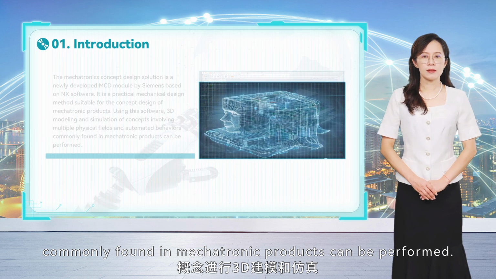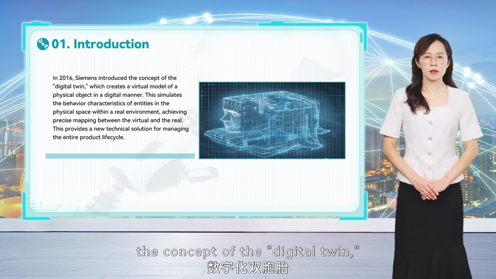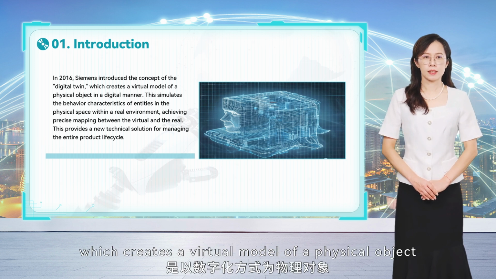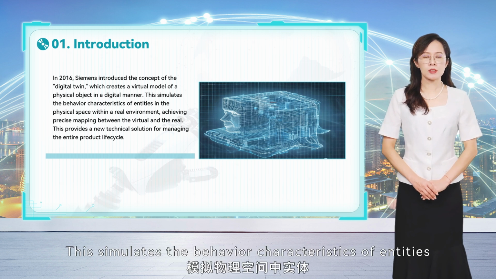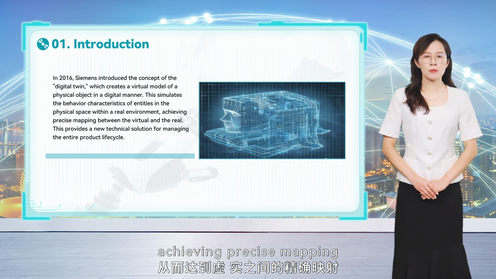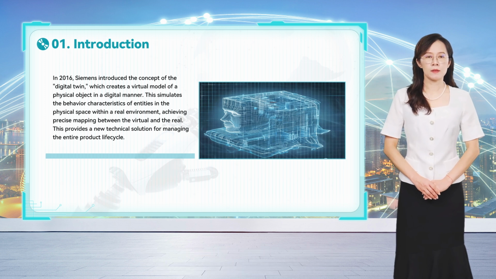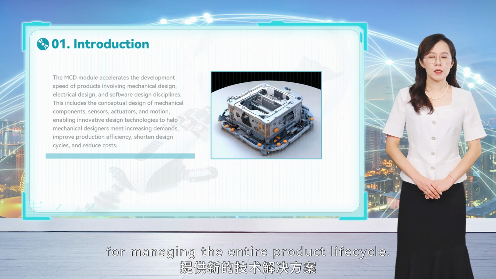In 2016, Siemens introduced the concept of the digital twin, which creates a virtual model of a physical object in a digital manner. This simulates the behavior characteristics of entities in the physical space within a real environment, achieving precise mapping between the virtual and the real. This provides a new technical solution for managing the entire product life cycle.